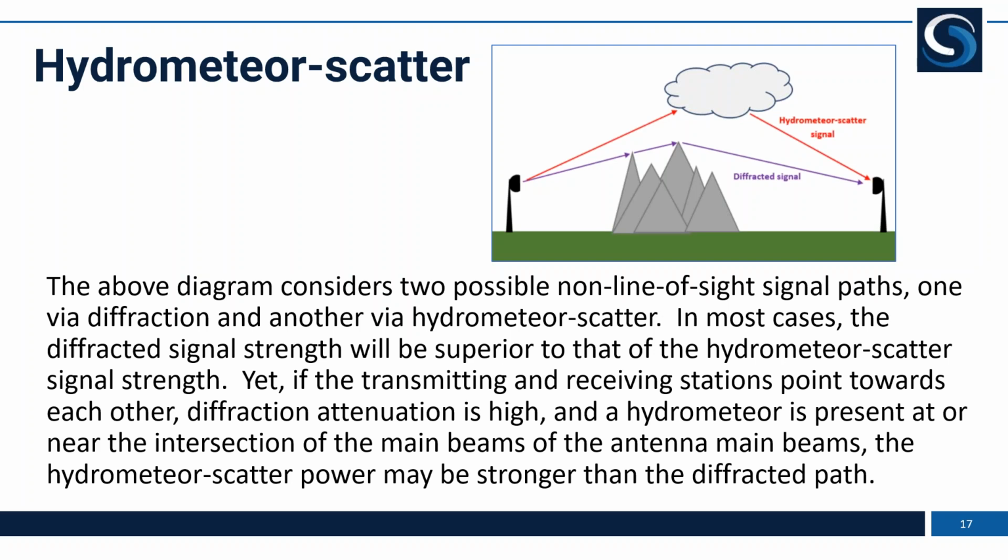On this slide you can see there are two paths being shown, and both of these paths are non-line of sight signal paths. One is through hydrometeor-scatter, and the other one is through diffraction. We're considering that the transmitter and receiver, in this case, both have highly directional antenna patterns. In most cases, the diffracted signal strength will be stronger, superior to that of the hydrometeor signal strength. Yet if the transmitting and receiving antenna patterns are pointing to each other or in the same general direction, and the diffraction attenuation is high, there might be enough energy scattered by the hydrometeor to create a stronger interfering signal at the receiver station than there would be from the signal that is diffracted.